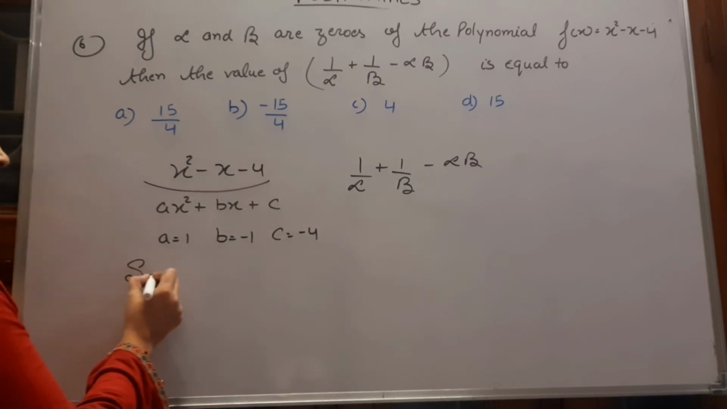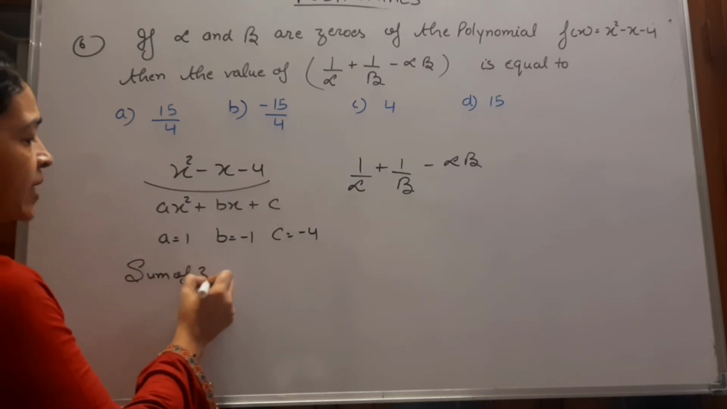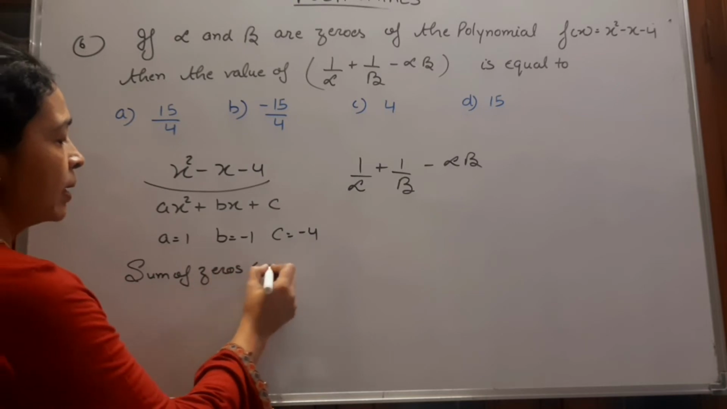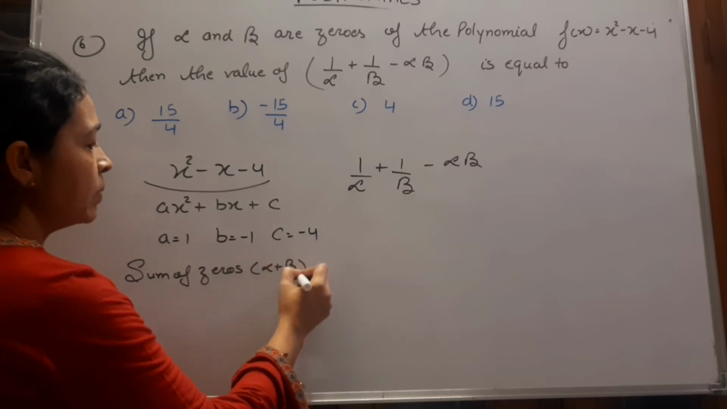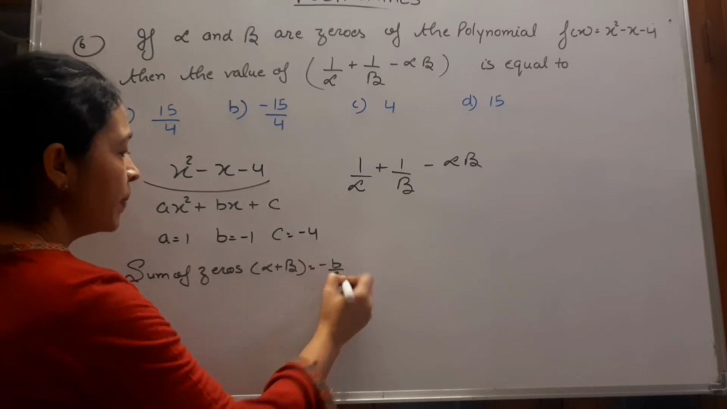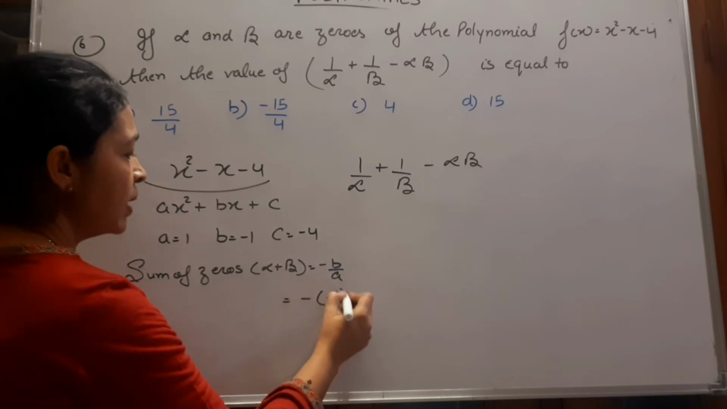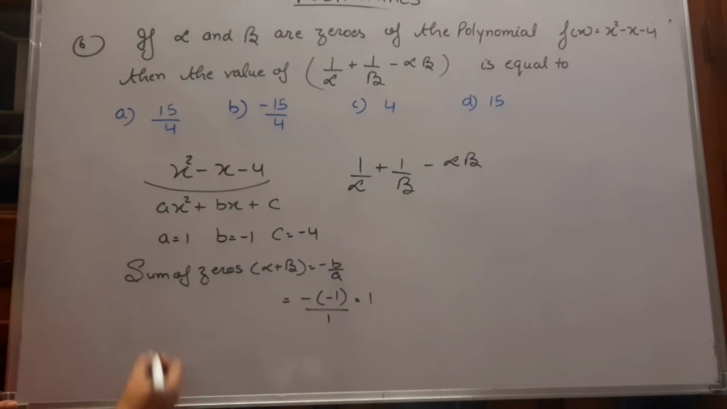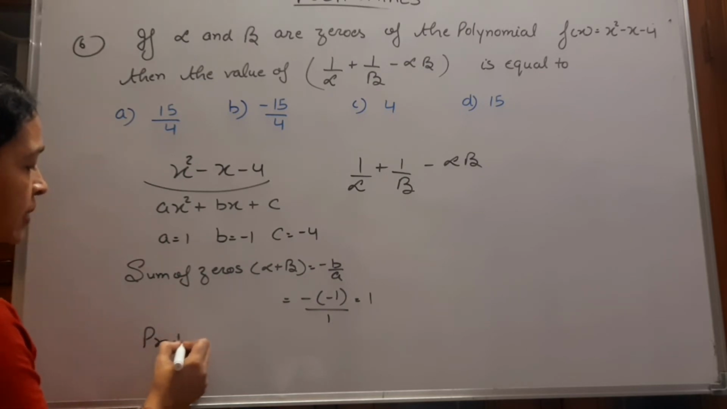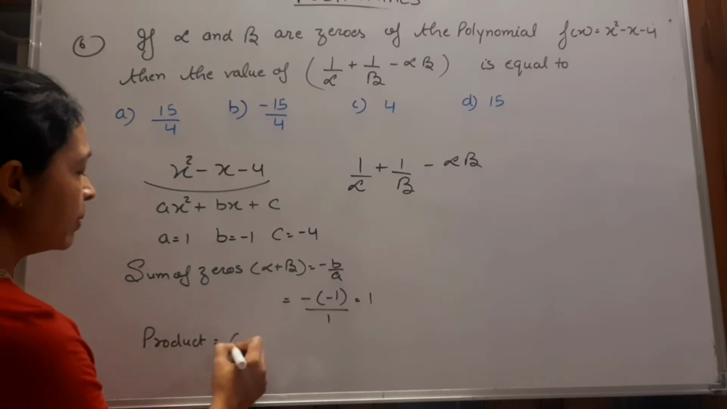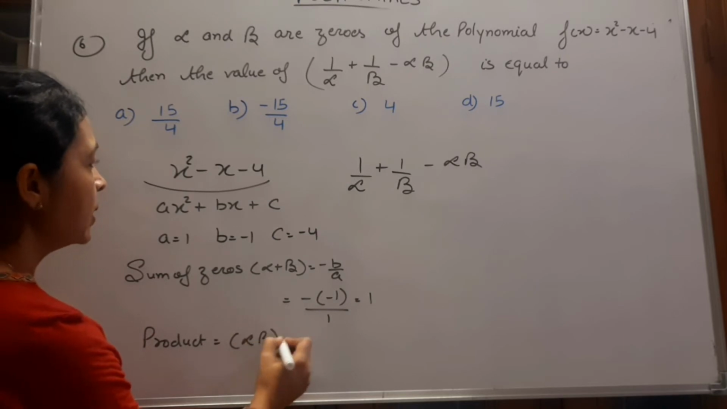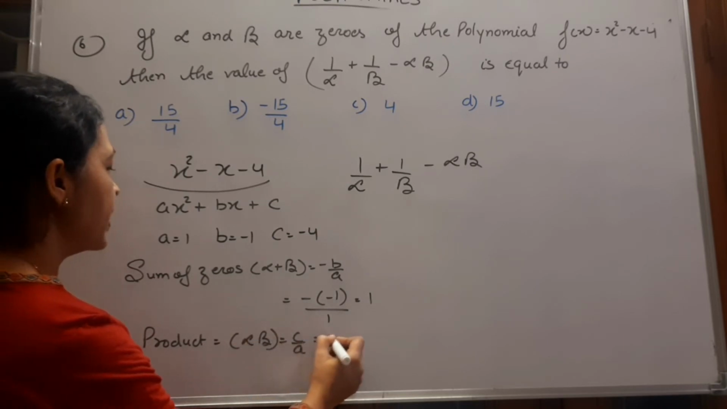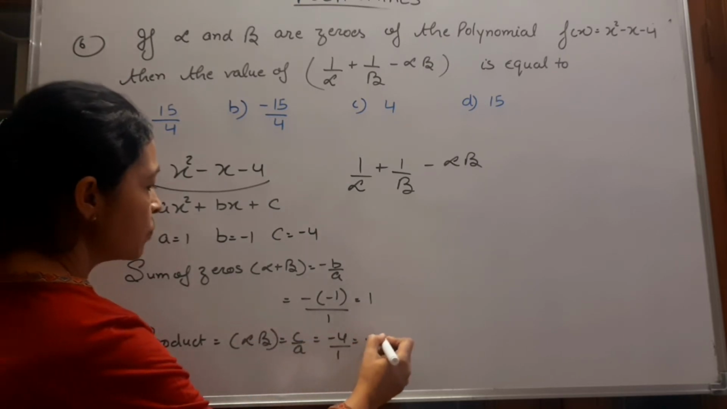We know the sum of zeros. If we take zeros as alpha and beta, alpha plus beta equals minus b upon a, which is equal to minus 1 upon a, and a is 1. This is 1. And the product of zeros is c upon a, which is alpha into beta, c upon a, that is minus 4 by 1, minus 4.